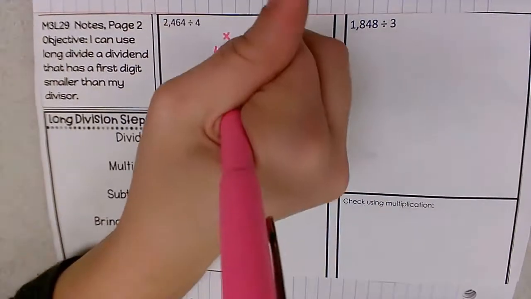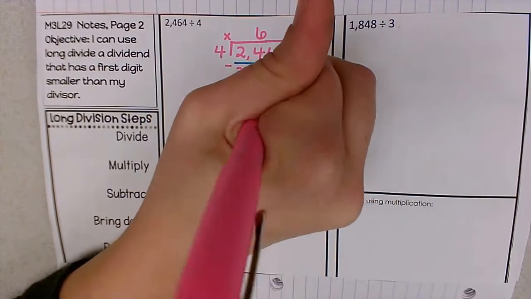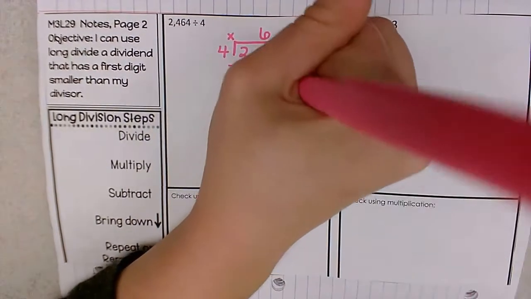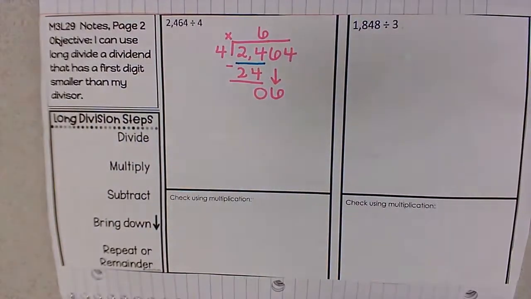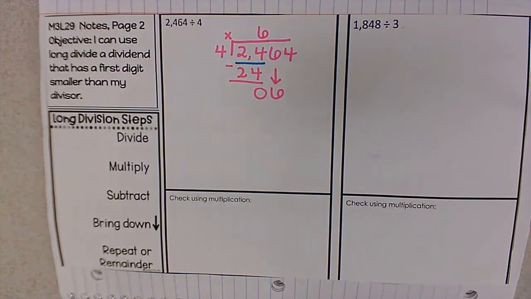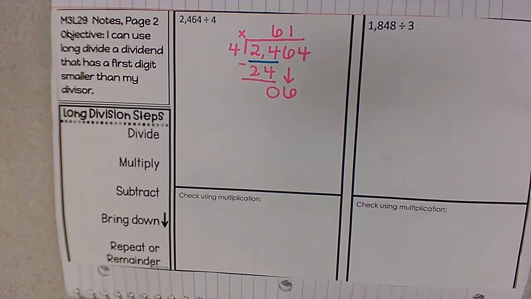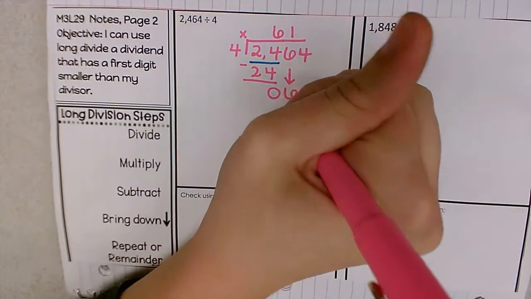Divide, multiply, and subtract. Bring it on down. And bring it on back. Divide. 6 divided by 4. I can only pull one group of 4 out of the number 6. Divide, multiply. 1 times 4 equals 4.